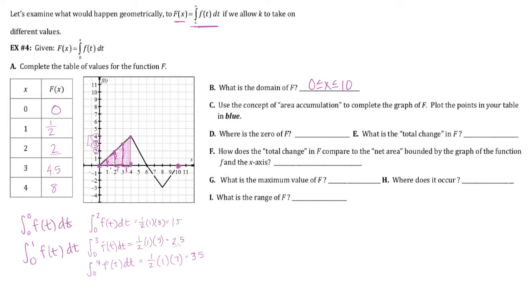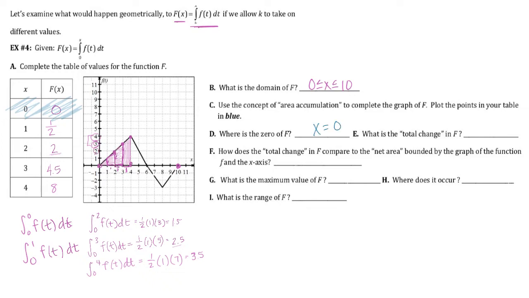Where is the 0 of f? In other words, where does f end up being 0? Well, let's go back and look at our table of values. We saw that f was 0 right here. Now that's not always going to be the case, but it is there. So that tells me that f is 0 when x equals 0.